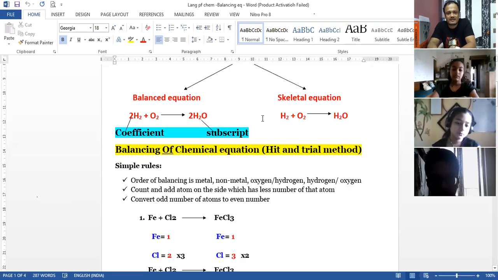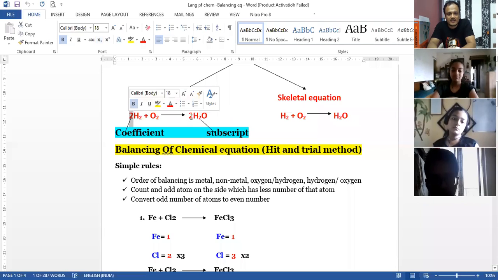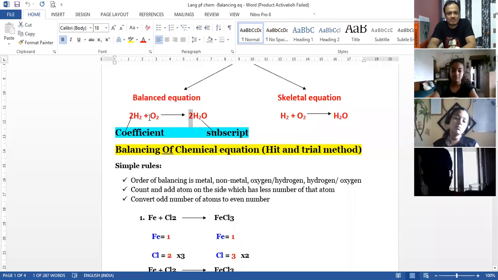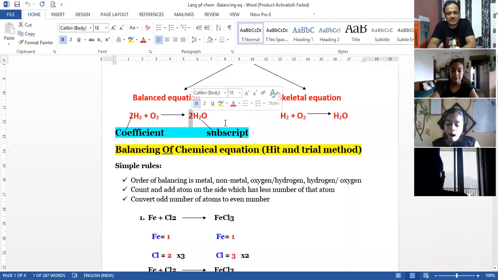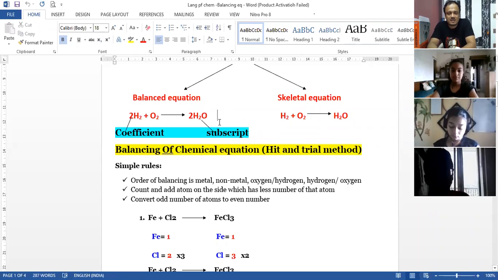You cannot edit a subscript when you're balancing an equation. The only thing you can do while balancing an equation is to change the coefficient. So you can only change the numbers which you write before the formula, the one over here and the one over here. You can add new numbers over there while balancing, but you cannot change any subscript, because if you change the subscript of a formula, you change the compound.